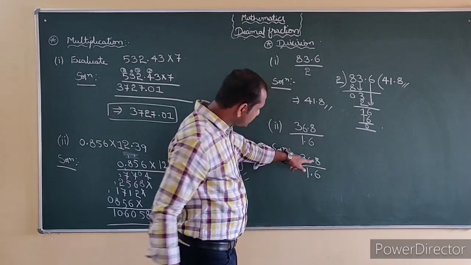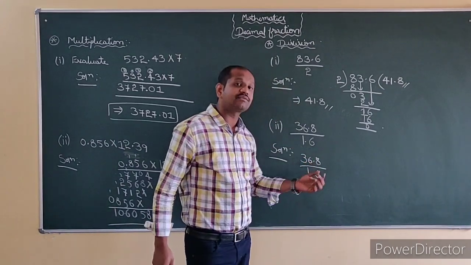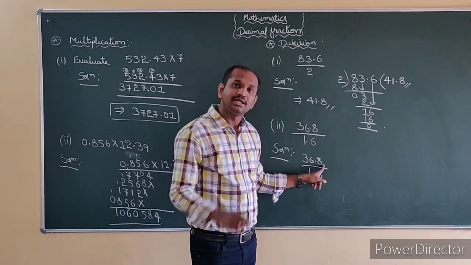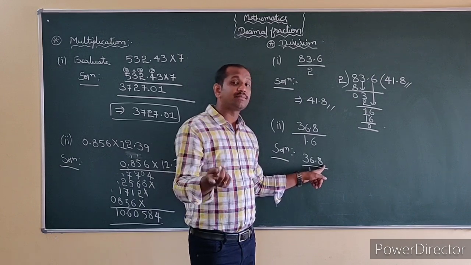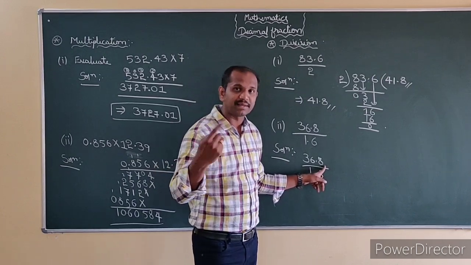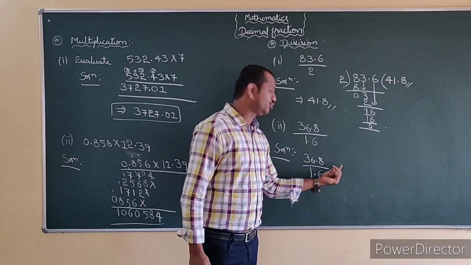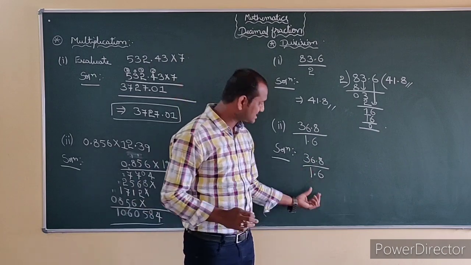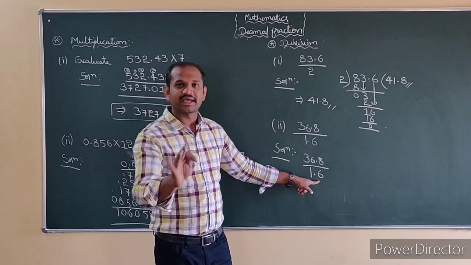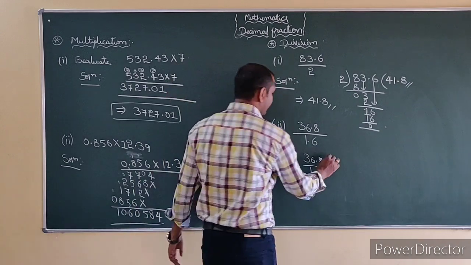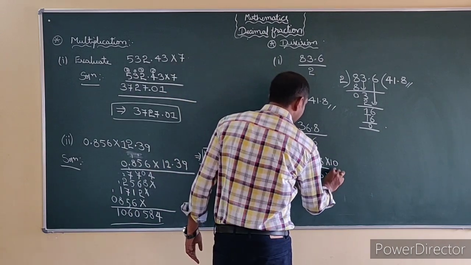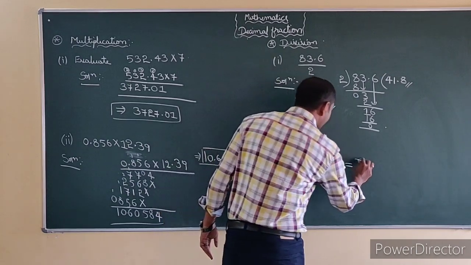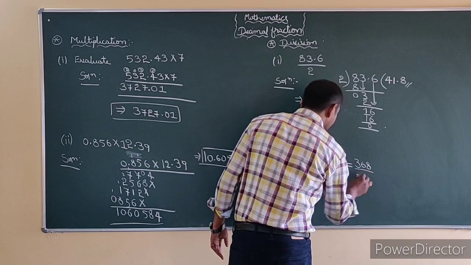1.6. See, always we should see the numerator. In the numerator, after how many points there is a number we need to consider. For example, after a point there is one number, so you multiply by 10. If it is 2 numbers, you multiply by 100. 3 numbers, you multiply by 1000. Whatever you multiply in the numerator, you should multiply the denominator. You should not consider the denominator first. Understand? But in this case, both the numerator and denominator have the same numbers after the decimal. So I will multiply with 10. So if I multiply with 10, it shifts and becomes 368 by 16.